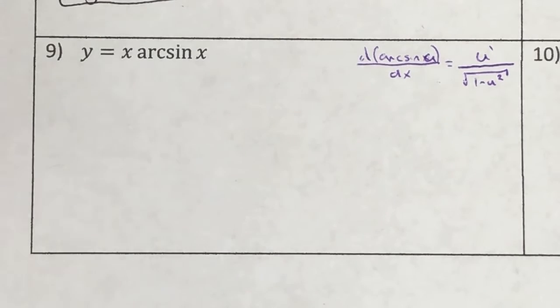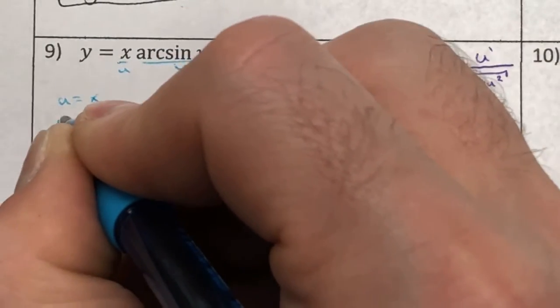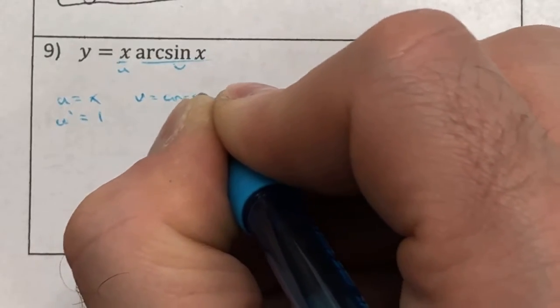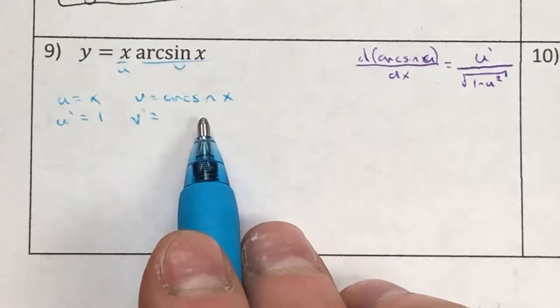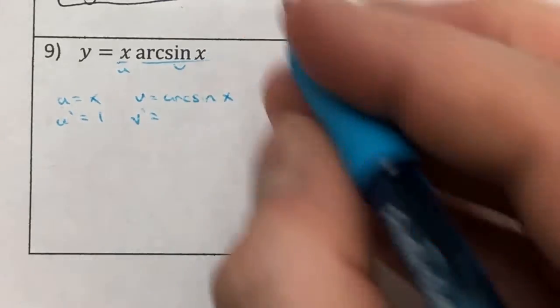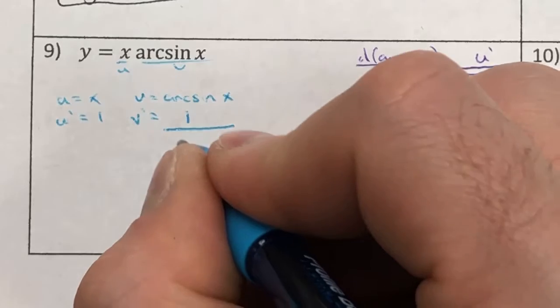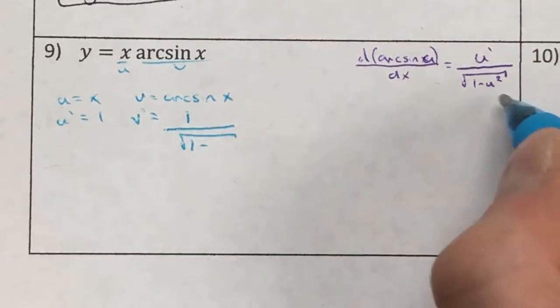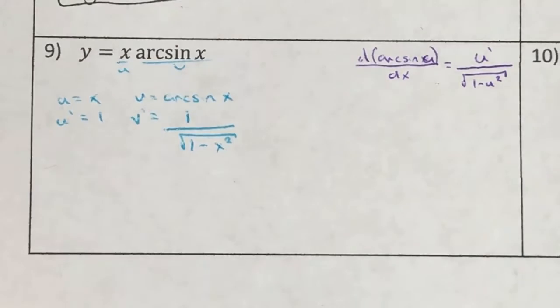So using that, we're going to rewrite this as a product rule. So I have my u and my v. If u is x, u prime is 1. If v is the arc sine of x, now let's look at v prime. The derivative of this is going to be 1 over the square root of 1 minus u squared, and my u in this case is going to be x squared. Perfect.